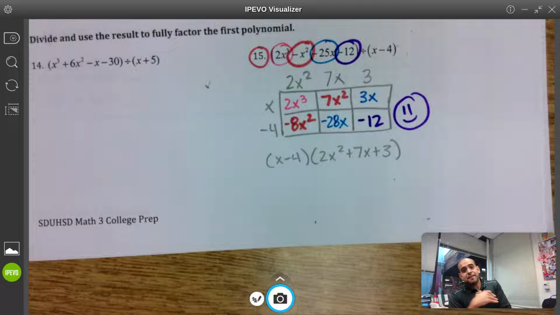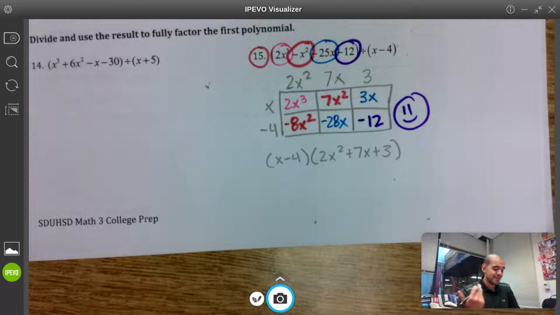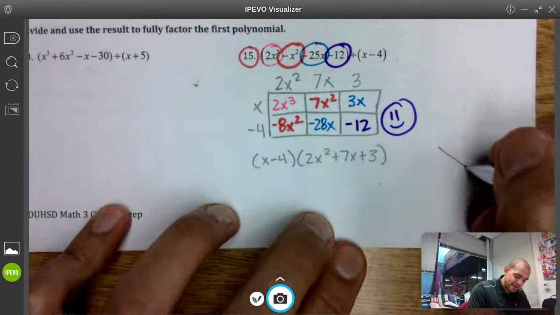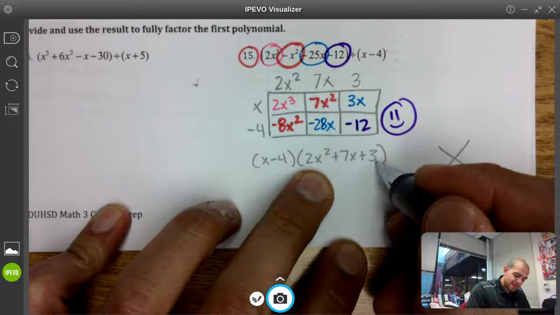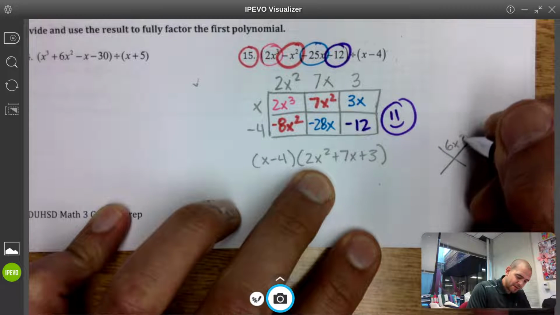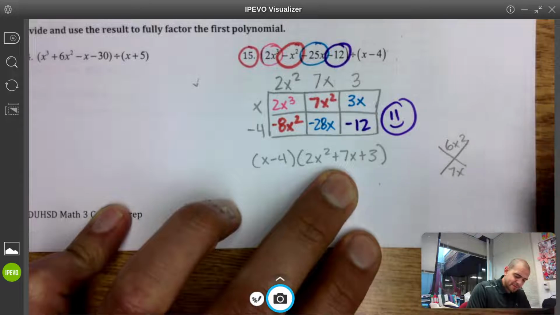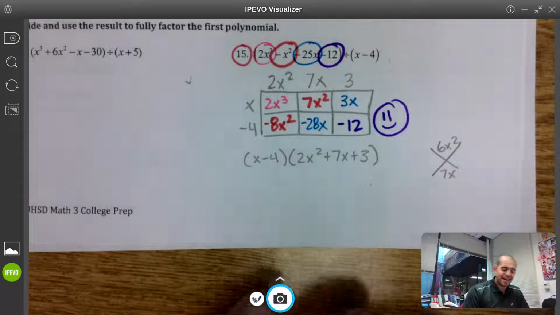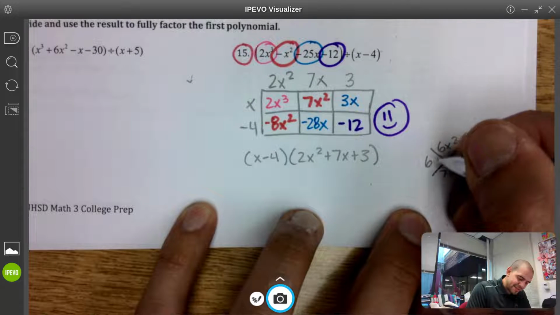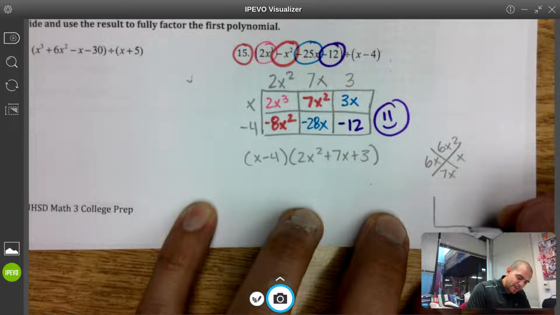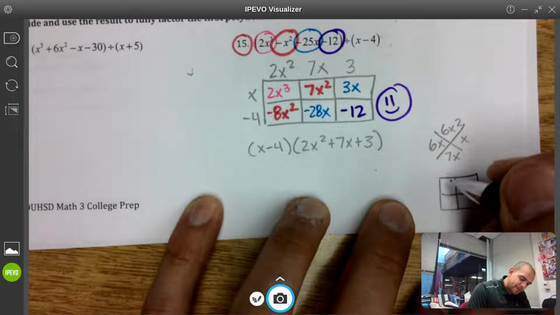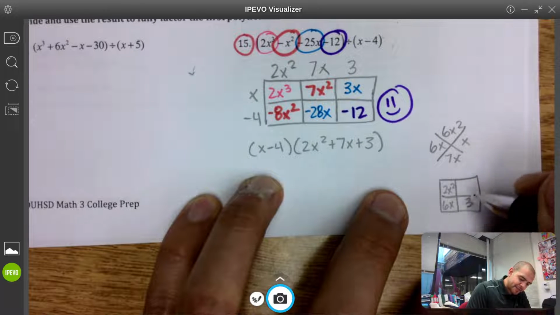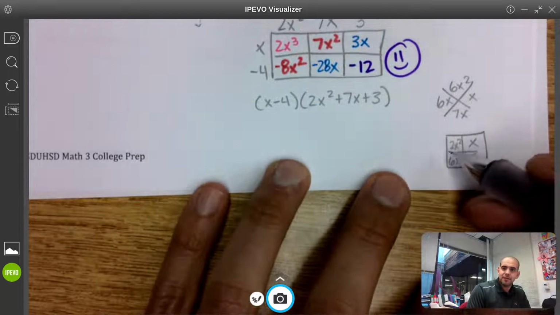Now, it says to fully factor the polynomial. So I need to factor this. So we're going to have to play the x game here. 2x squared times 3 is 6x squared and 7x. So what two numbers can I multiply to get 6 and add to get 7x? It's 6x and x. So here's my box. I have 2x squared. I have 3. I have 6x. And I have x. So these are my products.